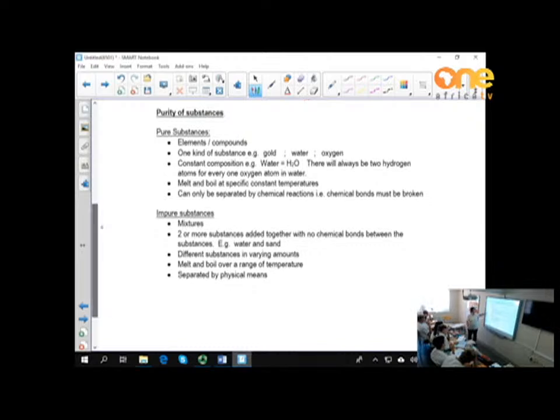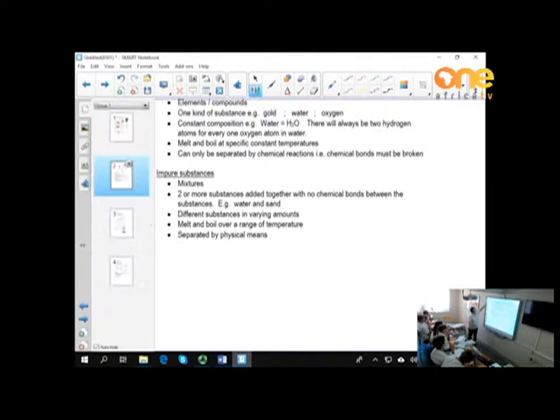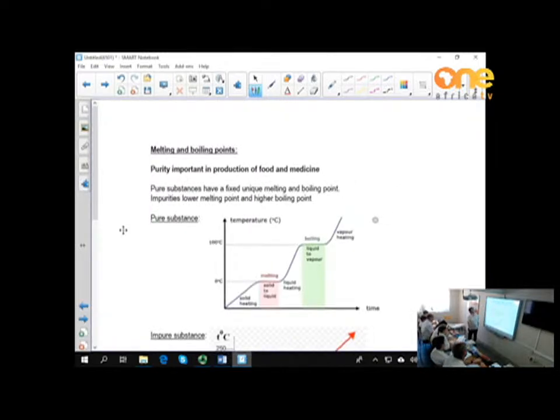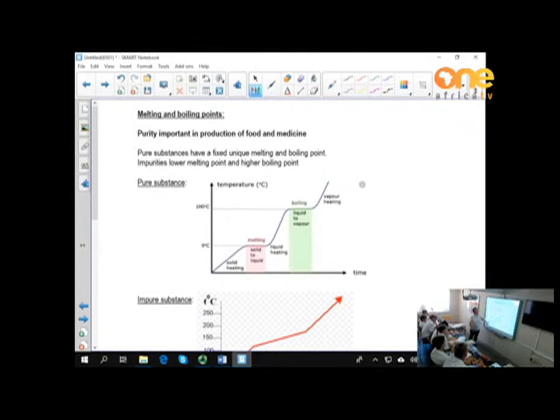Okay, so that is where we stopped in the last period. Now today, I want to carry on. We are still busy with pure and impure substances. One of the properties, if something is pure, is that it will melt and boil at a fixed temperature. That's the melting point, and the upper one is always the boiling point.